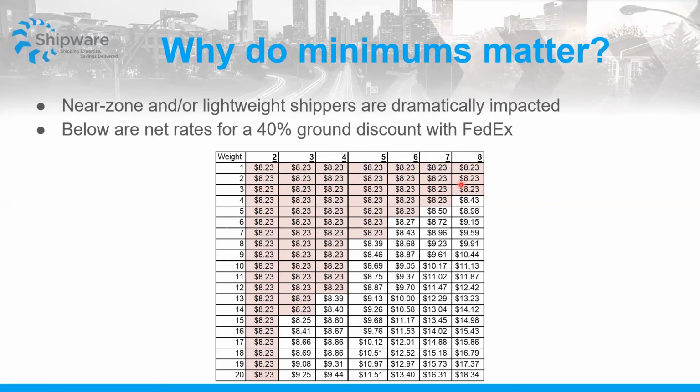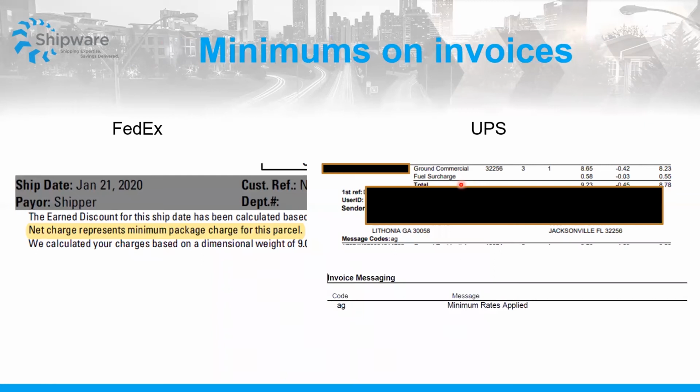And the other thing, if you're trying to find out, did I pay a minimum on an invoice? It's not the easiest thing to figure out. It is a little bit, FedEx is a little more transparent than UPS is. And I've got screenshots for the two here. So you can see on the left, FedEx has a very simple sentence. It says net charge represents minimum package charge for this parcel. That's FedEx saying you did not get your full discount, the minimum charge came up, and that's what we're reflecting here.